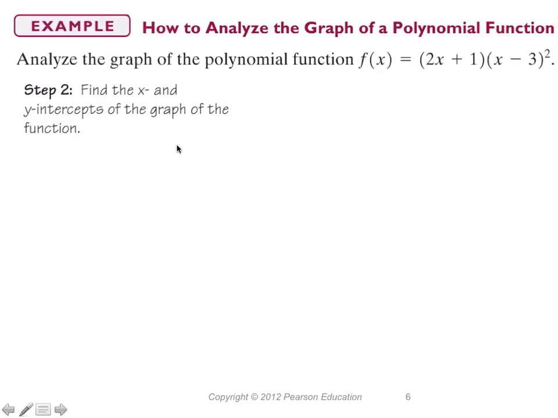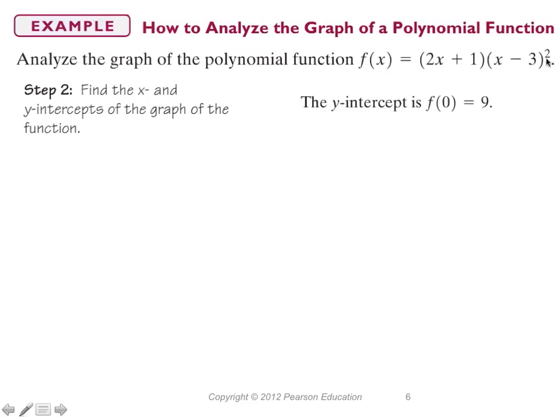Okay, now we want to find the x and the y-intercepts. So the y-intercept is going to be found by taking x and setting it equal to 0. So if you take x and you set it equal to 0, you have 2 times 0 plus 1. That's just going to be 1.